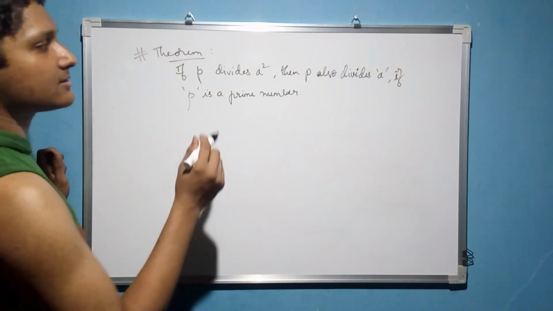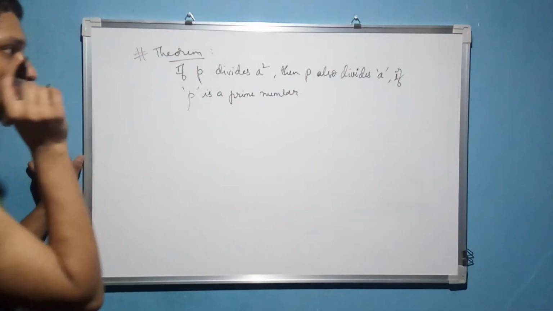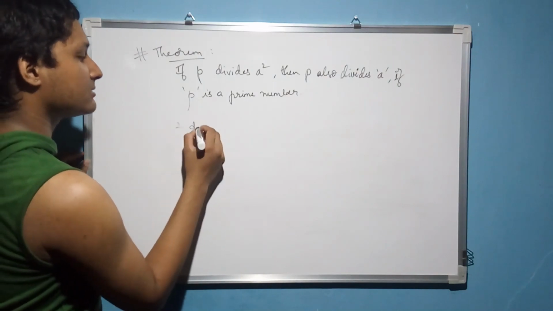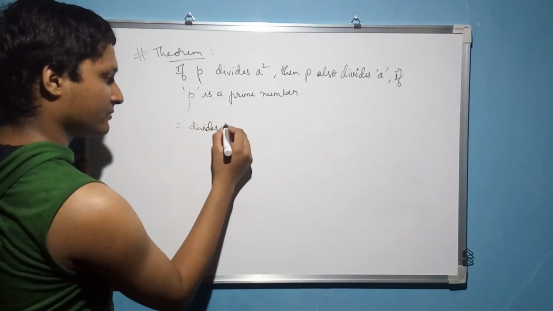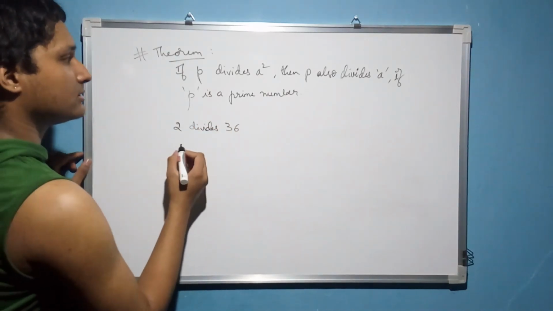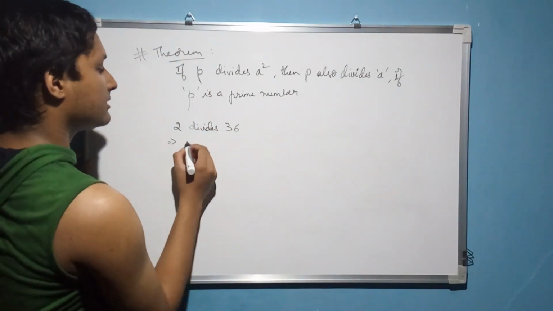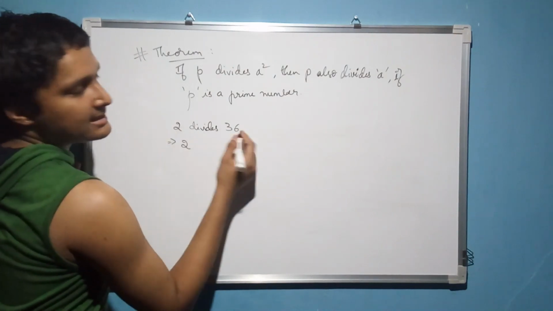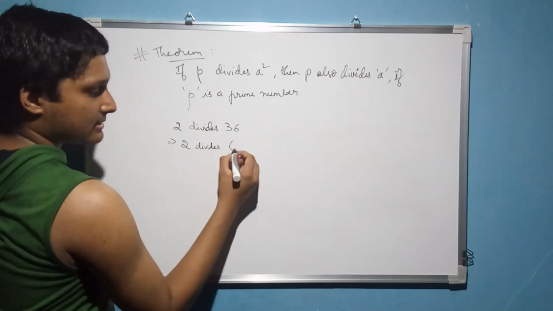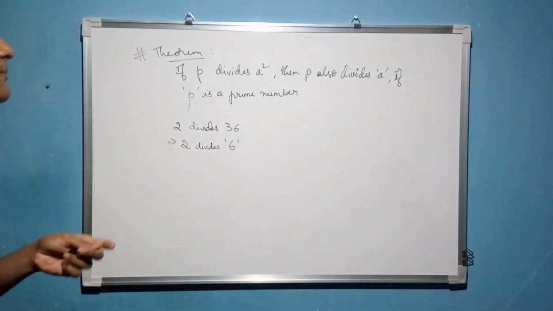So if P divides A square, that means P divides A. I'll just explain with one example. 2 divides 36. Right? That means the theorem states that if 2 divides 36, 2 also divides 6. That's it. It's very simple, and the proof is not important because it's not from the examination point of view. If you want, you can just read the textbook.